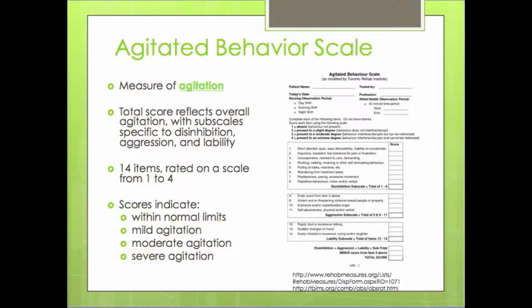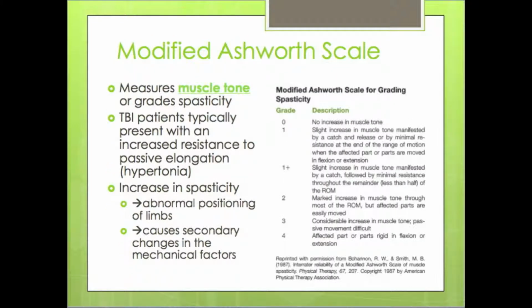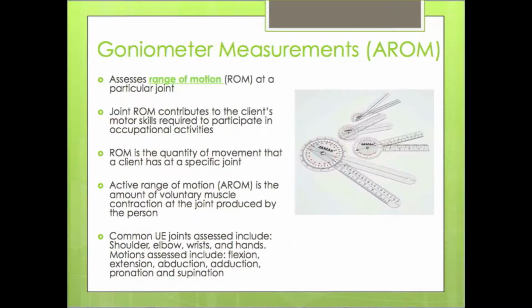The Modified Ashworth Scale measures muscle tone or grades spasticity. TBI patients typically present with an increased resistance to passive elongation, also known as hypertonia. This increase in spasticity can contribute to abnormal positioning of limbs, which causes secondary changes in the mechanical factors. Goniometer measurements assess range of motion at a particular joint. Joint range of motion contributes to the client's motor skills required to participate in occupational activities.